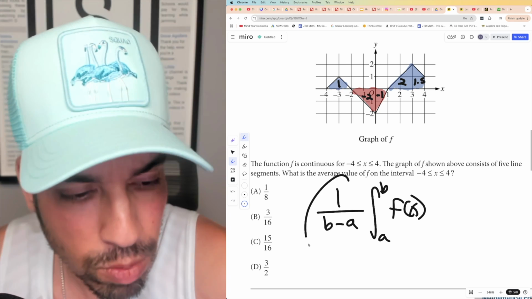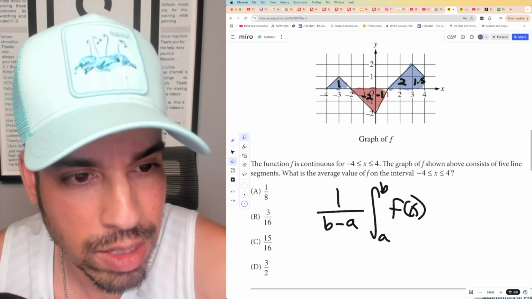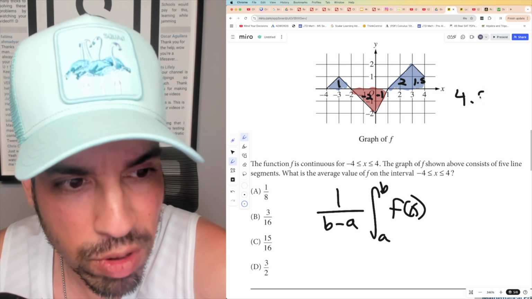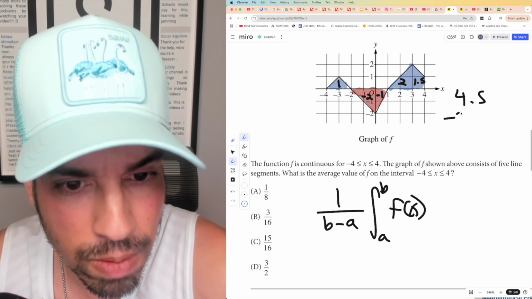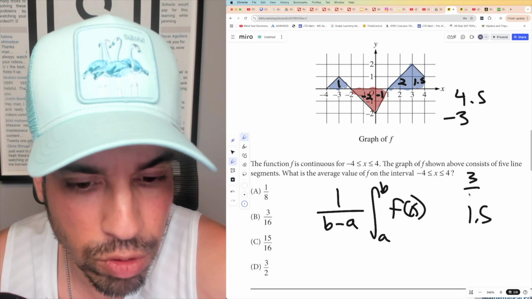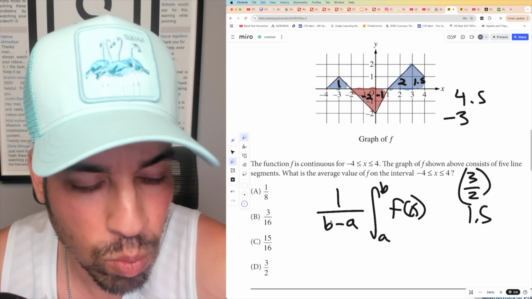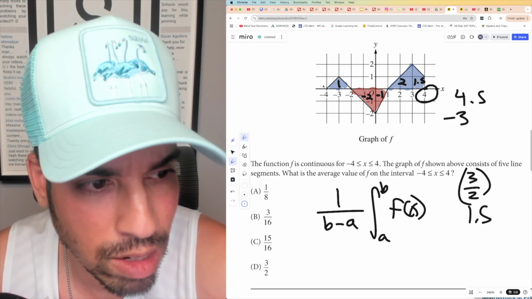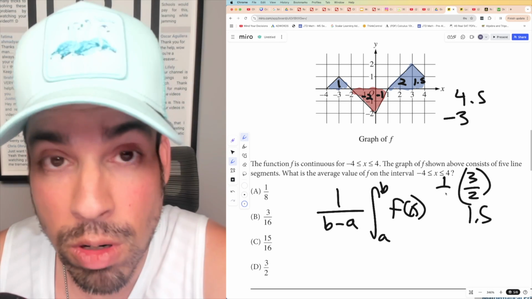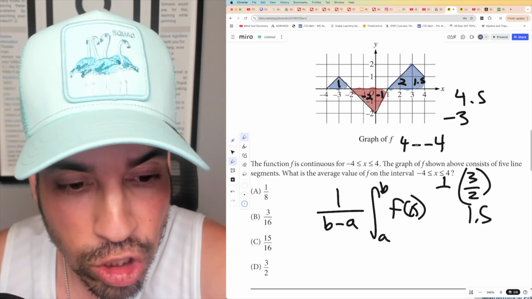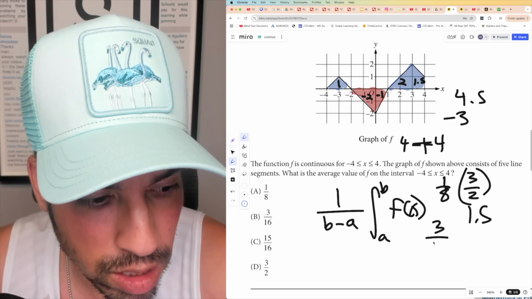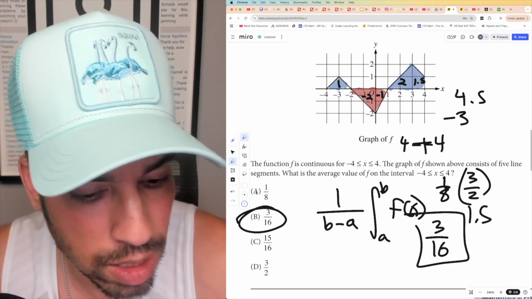So we're going to add all this up, and then we're going to multiply it by 1 over b minus a. So 1 plus 2 is 3 plus 1.5 is 4.5, and then we got negative 3 down there. So we're minusing 3, and we got 1.5, which is also equivalent to 3 over 2. And then we have to multiply this by 1 over b minus a. Now, b is the end of the interval, a is the beginning. So 1 over 4 minus negative 4, excuse me, which turns into a positive, and that is 8. Last but not least, 1/8 times 3/2 is 3 over 16, which means b is the winner.